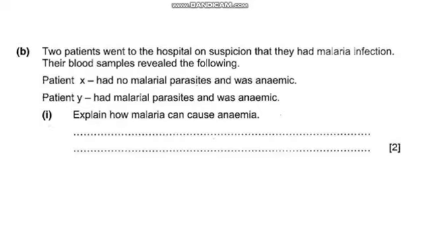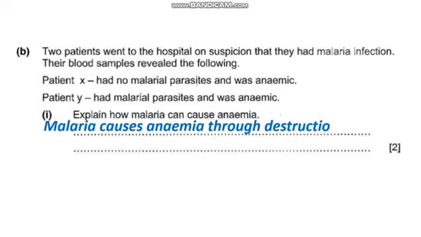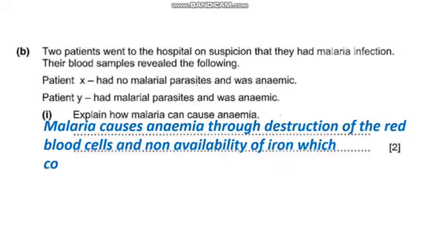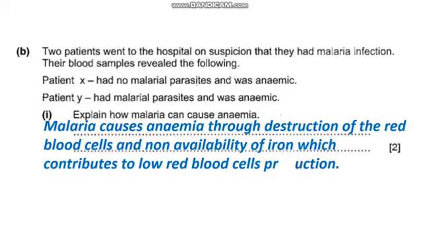So one thing we must know is that malaria causes anemia by infecting and destroying the red blood cells, which leads to hemolysis. So this now reduces the number of red blood cells in the body, causing what? Anemia. Okay, so that is our answer. So we can say that malaria causes anemia through destruction of the red blood cells and non-availability of iron, which contributes to low red blood cell production. So that is how malaria is able to cause anemia. So we have answered our question B1.